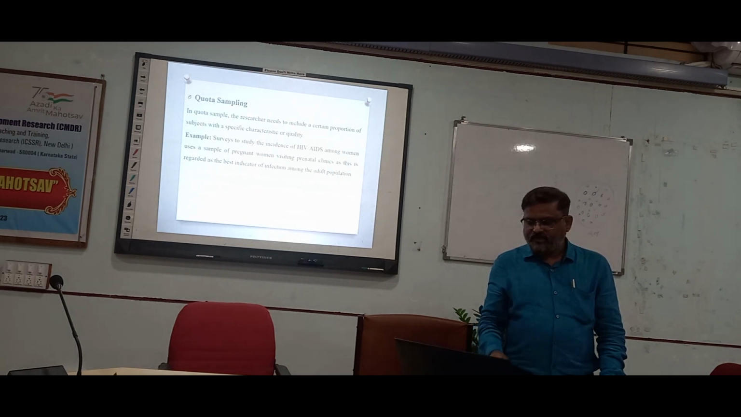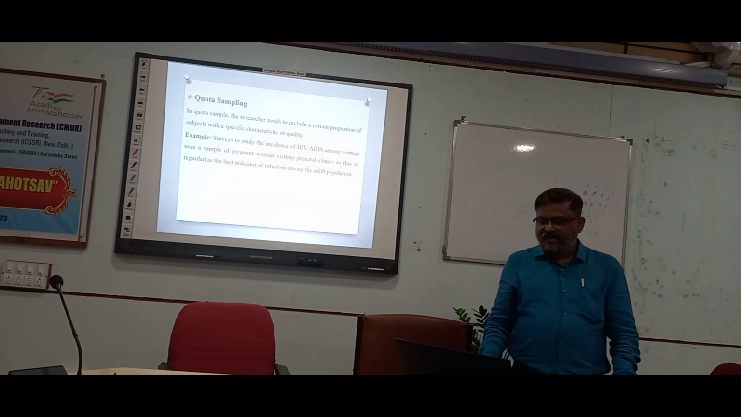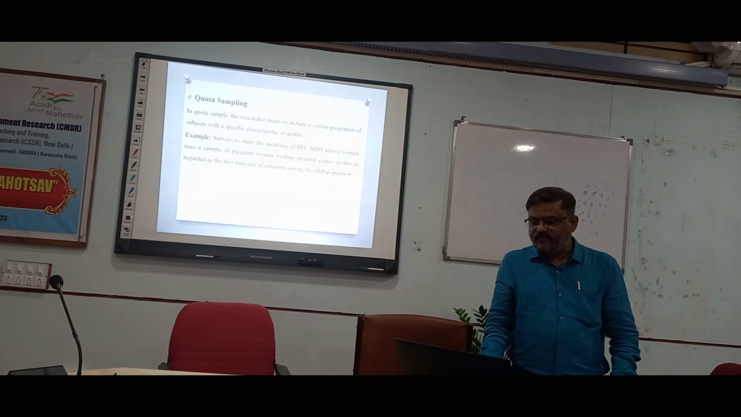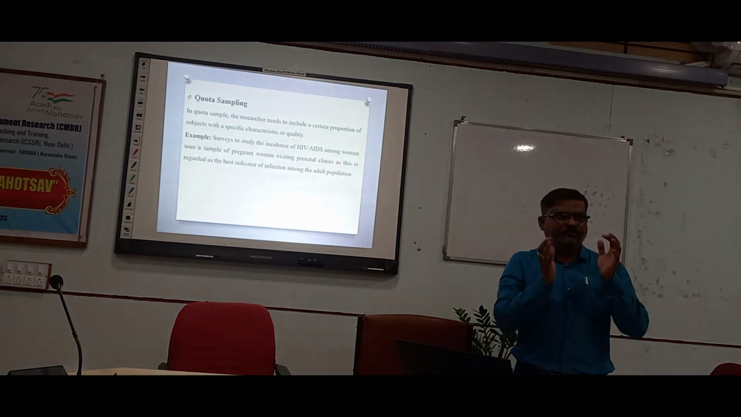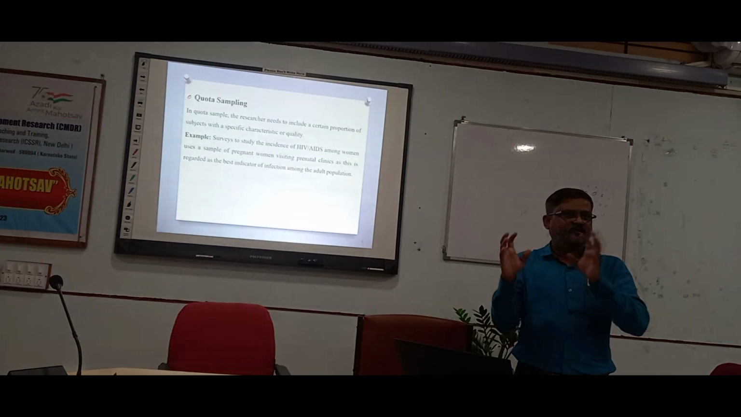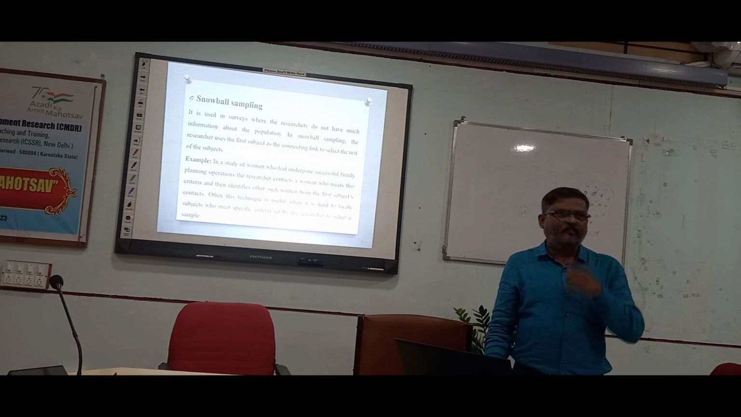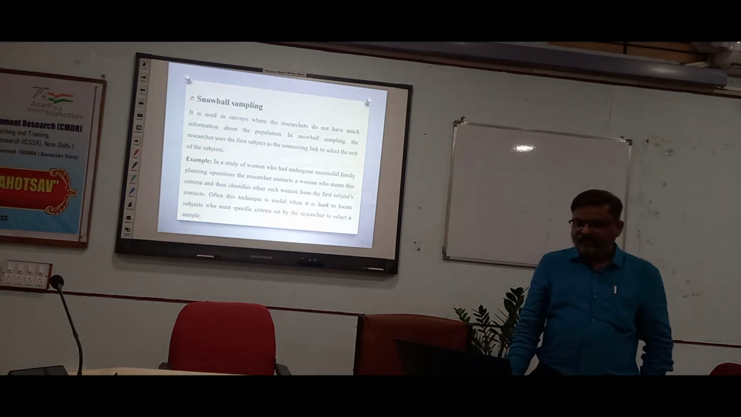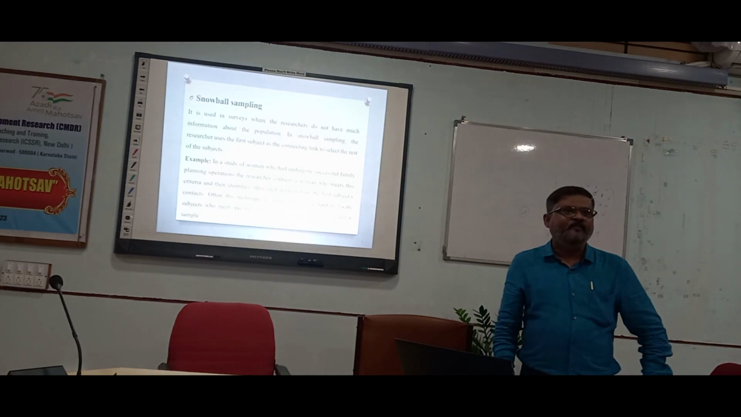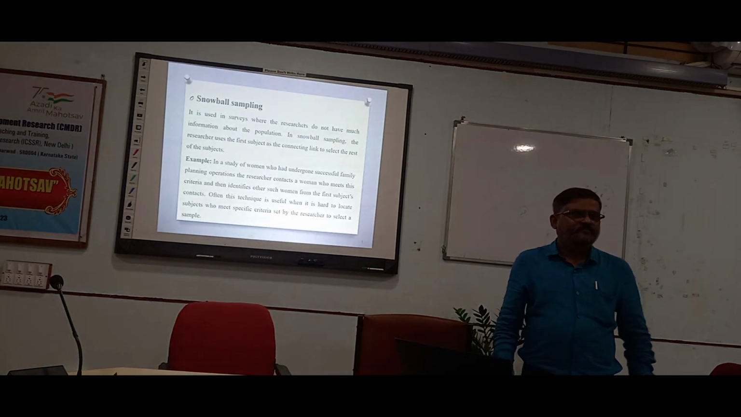Then the quota sampling. In the same way, a survey to study the incidence of HIV among women uses a sample of pregnant women visiting a prenatal clinic, which is regarded as the best indicator of infection among the adult population. There are also certain proportions of subjects, so we make it into a quota, then go there and collect information based on the research problem. Then snowball sampling. Another non-probability sampling method is snowball sampling.